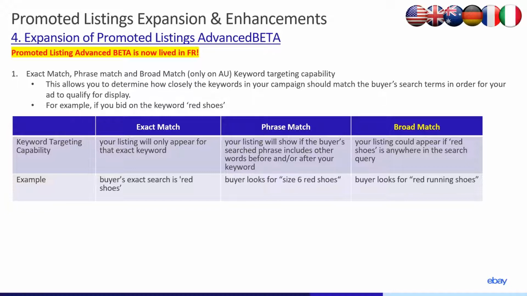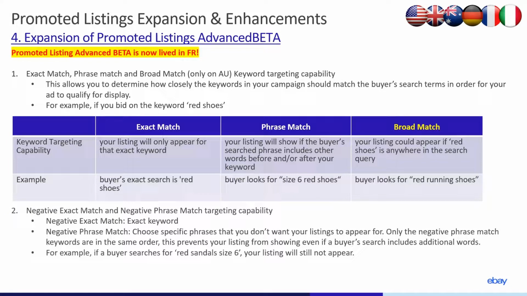We also have negative phrase match targeting, giving you even more control over how your listing appears in the buyer search results. You can choose specific phrases that you don't want your listing to appear for, which will prevent a buyer from seeing your listing as long as the negative phrase match keywords are in the same order. For example, if you set red sandals as the negative phrase match, when a buyer searches for red sandals size 6, your listing won't appear for them despite the addition of size 6.